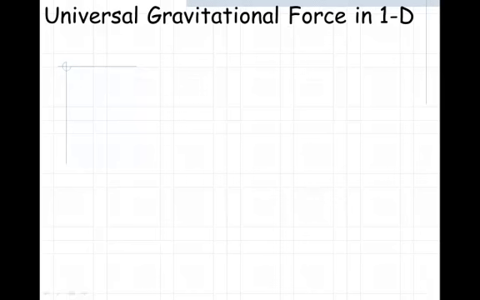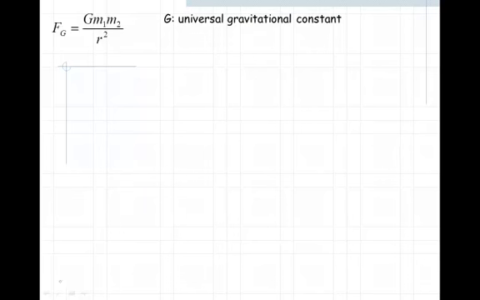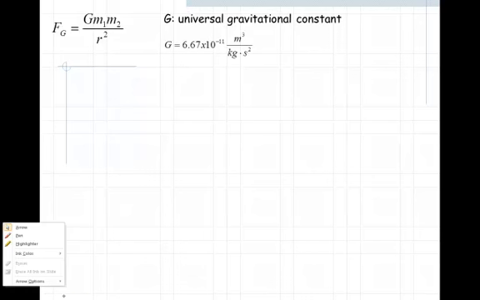This is a video about the universal gravitational force in one dimension. What we'll do is look at the formula first for the universal gravitational force. And this is it. It says the force due to gravity anywhere in the universe is equal to the universal gravitational constant, which is equal to 6.67 times 10 to the minus 11th meters cubed per kilograms second squared.